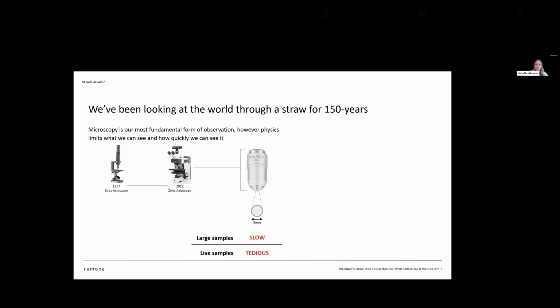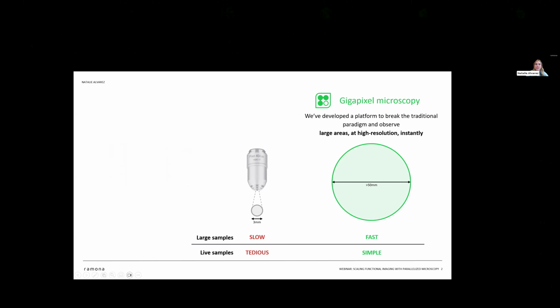So enter the world's first gigapixel microscope. With a call to action from the NIH, our team set forth to break this trade-off that has traditionally existed between field of view and resolution, with an initial vision of examining freely swimming zebrafish with enough resolution to pick up neuronal activity. And the solution was to invent an imaging system that is fast for large samples and both easy to use and, importantly, non-destructive for precious living samples.